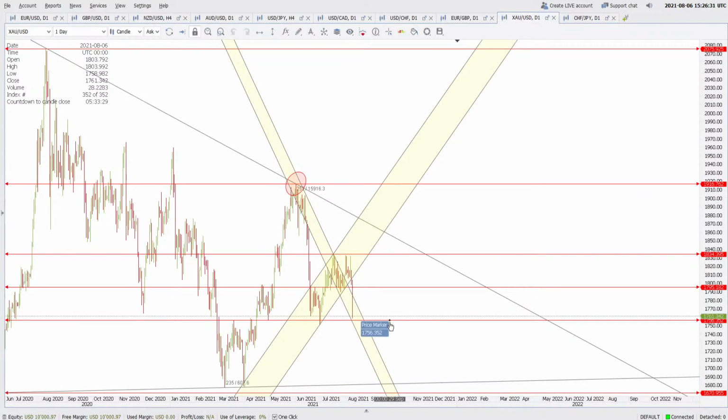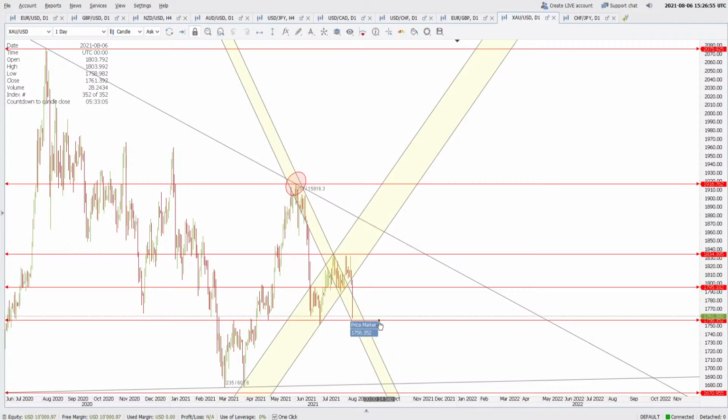Will 1756 hold? This is a question that I am asked most of the time by my friends, my fellow traders. Hey Rakesh, do you think this level will hold? My friends, the simple answer to any support or resistance is that any support or resistance level is supposed to be broken today or tomorrow.